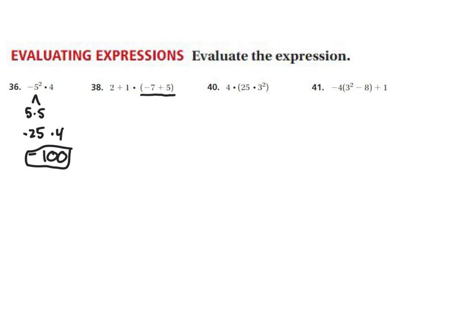For number 38, we have to do parentheses first, following order of operations. So -7 plus 5, that's -2. So I'll rewrite everything else. Now I need to multiply. 1 times -2 is -2. And 2 plus -2 is 0.